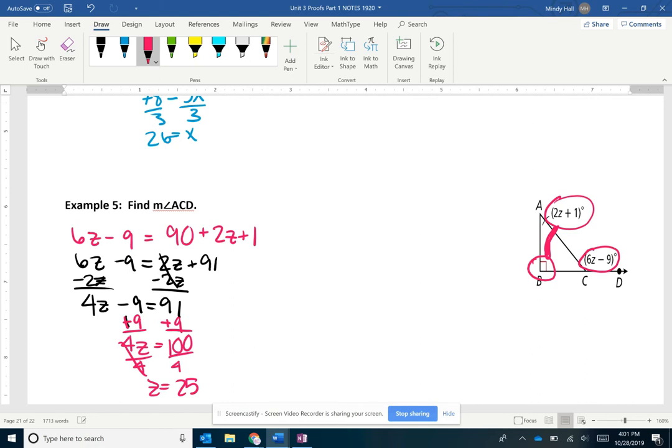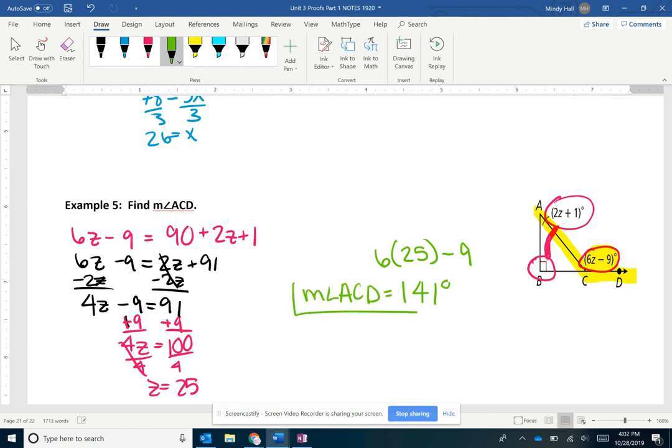So then if I want the measure of angle ACD, we're going from A to C to D. That is this 6z minus 9. We are going to plug in 6 times z, which we found was 25, minus 9. 6 times 25 is 150, and minus 9 would give us 141 degrees for the measure of angle ACD.